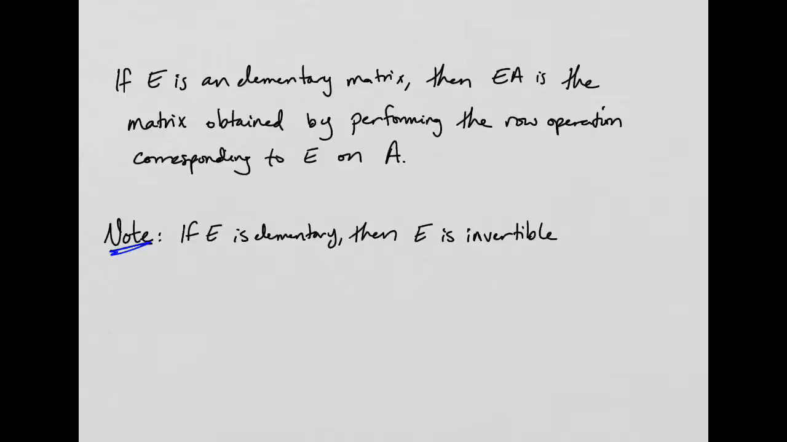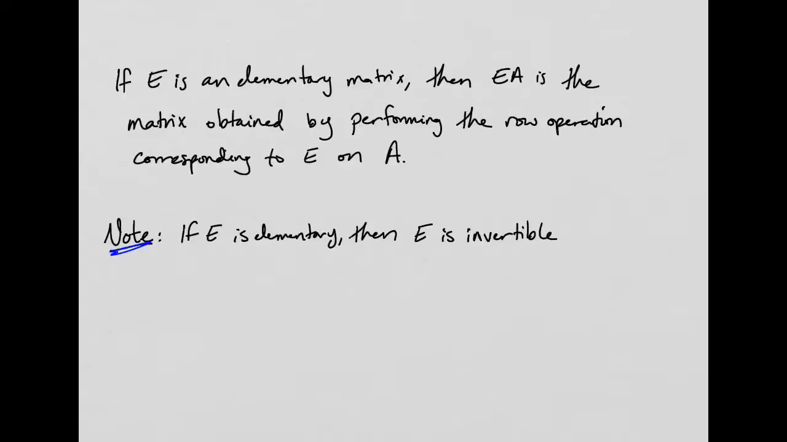And I'm not going to go through the proof of every single one, but I do just want to go through one case. I want to show that if we have an elementary matrix corresponding to multiplying a row by a scalar, then it is invertible. And to do it, we just have to show that it has an inverse.